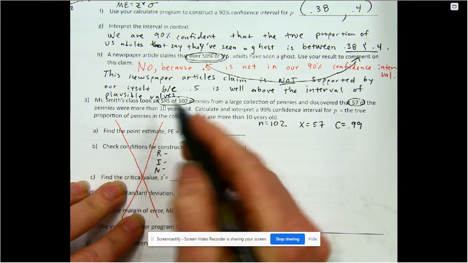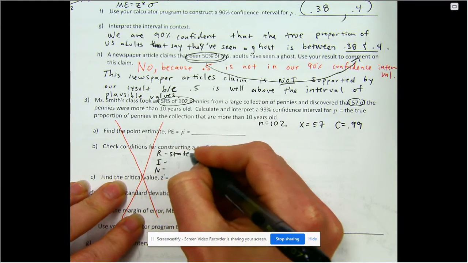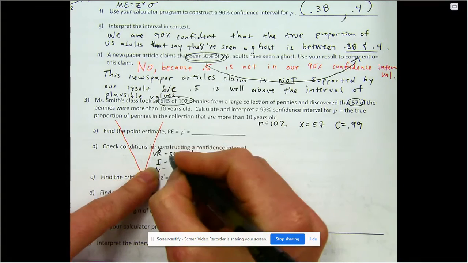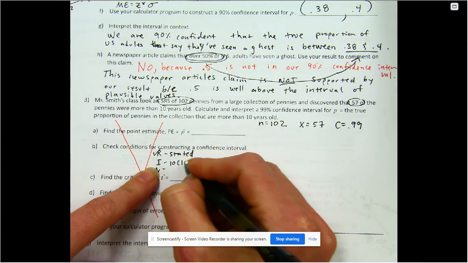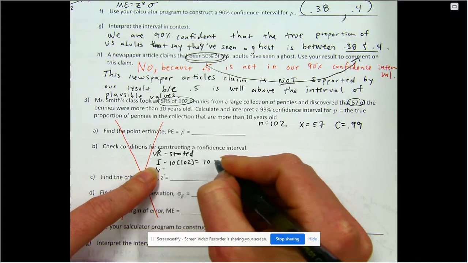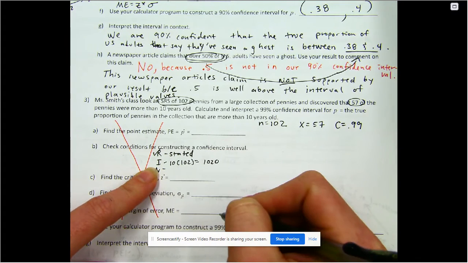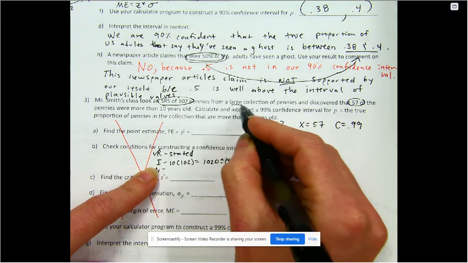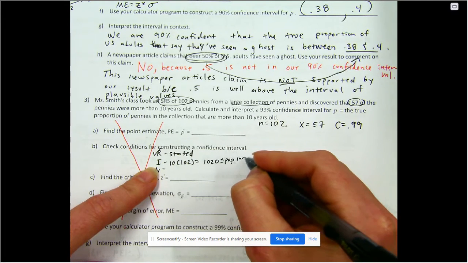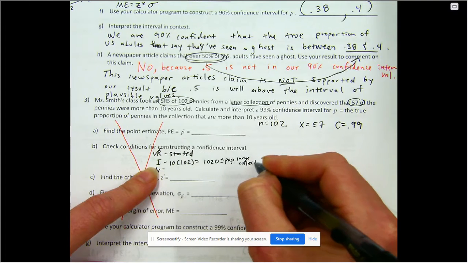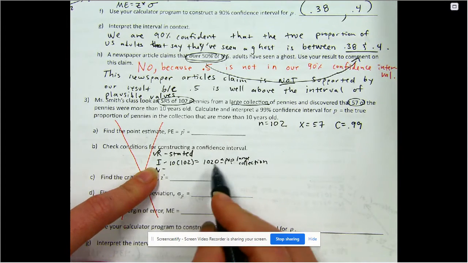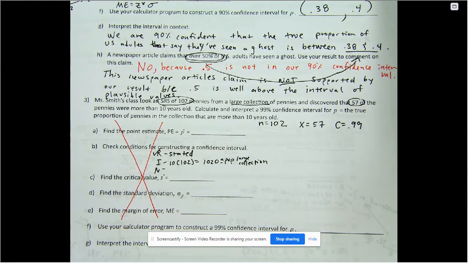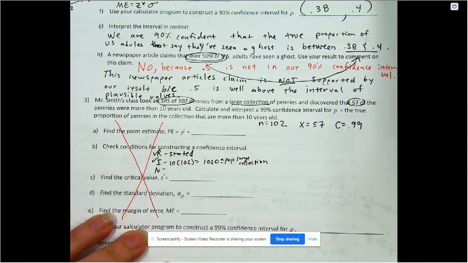Random, they told us, SRS, stated. Check, check. Independence, so we have 10 times N equals 1,020. It has to be less than or equal to our population. It does say a very large collection. Population, large collection. And we're going to assume that that large collection means that they have more than $10 worth of pennies in it. So we think this seems reasonable.